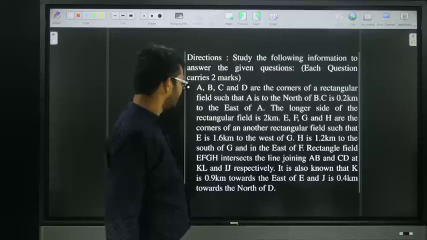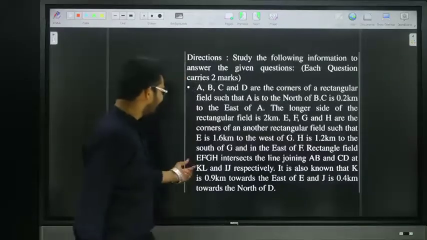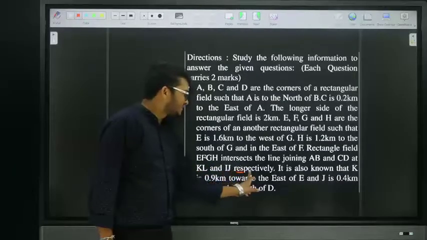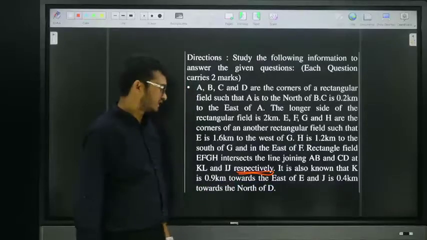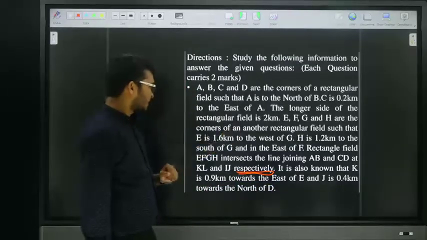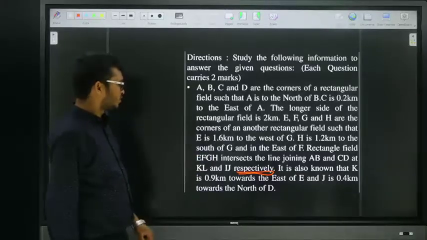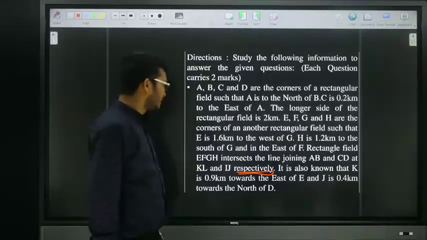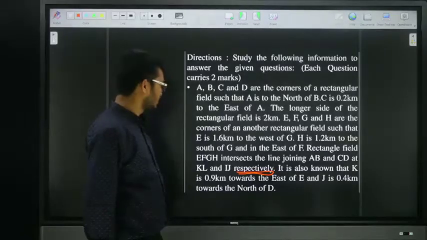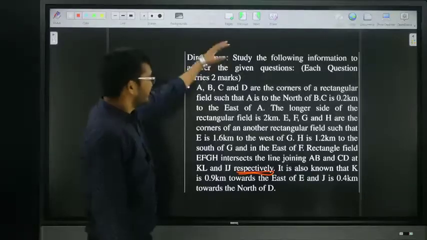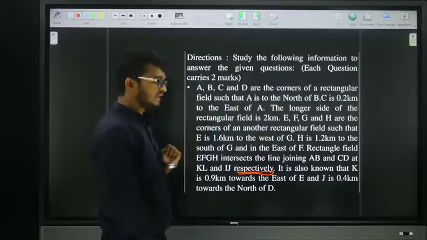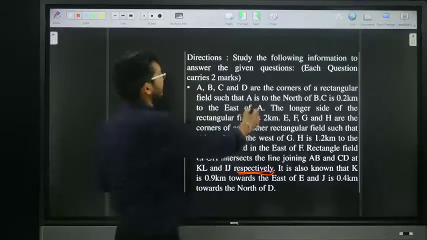The rectangular field EFGH intersects the line joining AB and CD at K, L and I, J respectively. It is also known that KA is 0.9 km towards the east of E and JA is 0.4 km towards the north of D. So this is the entire given information. Friends, if you want the question, see here.